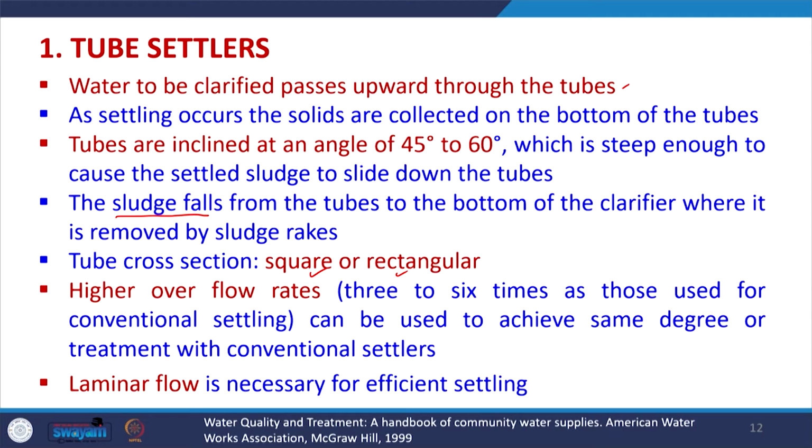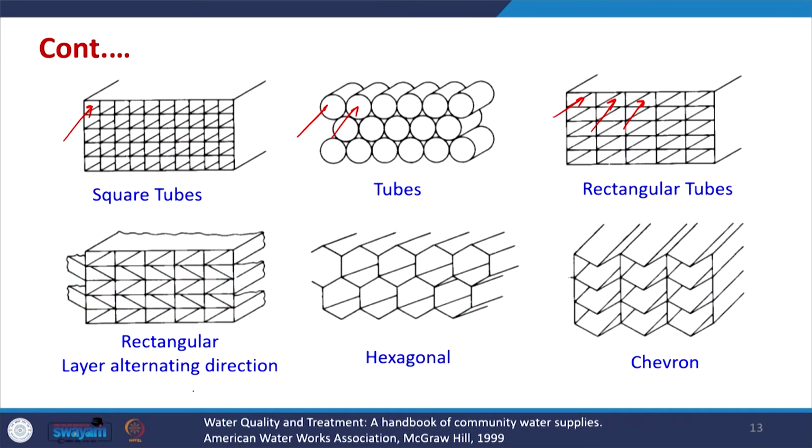High overflow rates, 3 to 6 times those used for conventional settling, can be used to achieve the same or a higher degree of treatment. So, this is possible. Laminar flow is one of the important considerations in the tube settler for efficient settling. That is true for other settlers also.